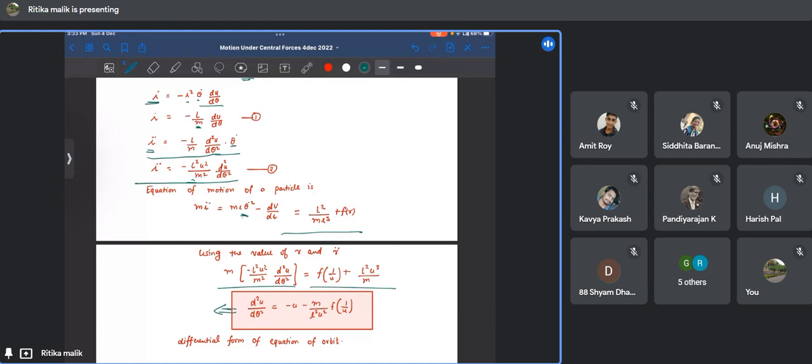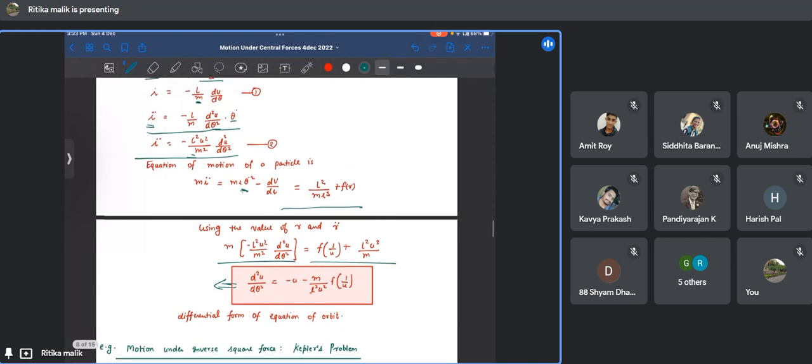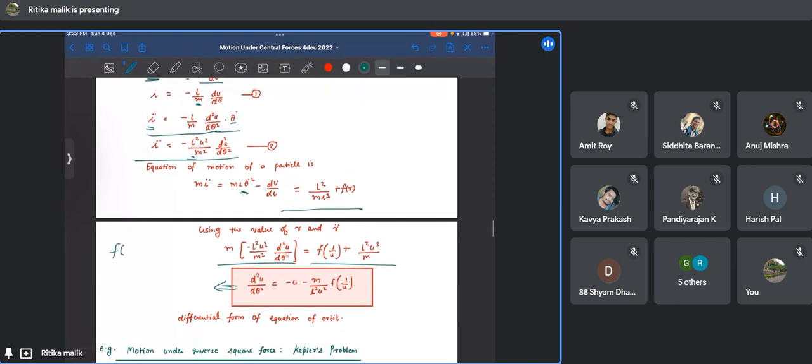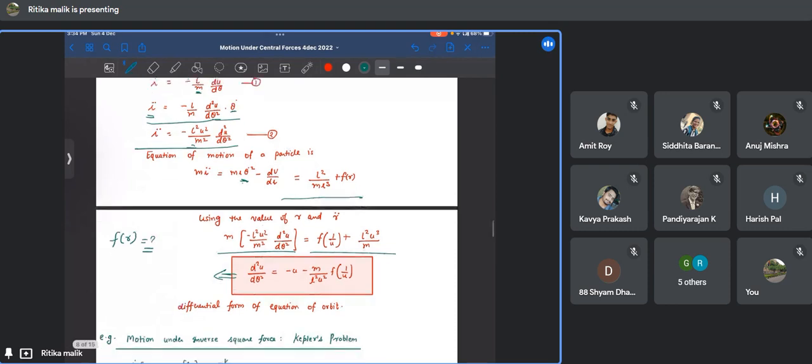This equation is generally used directly in the GATE exam. When you are given different forms of forces and you want to calculate the equation of orbit, this equation is still valid for different forces. Just replace your 1 by r with u in this equation.